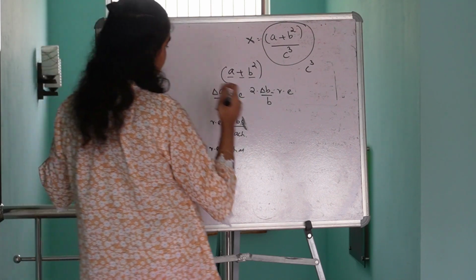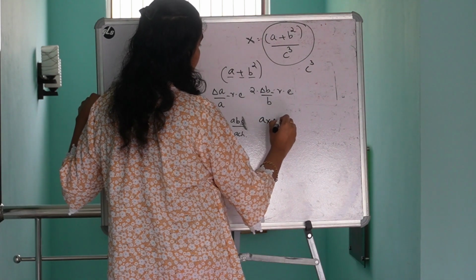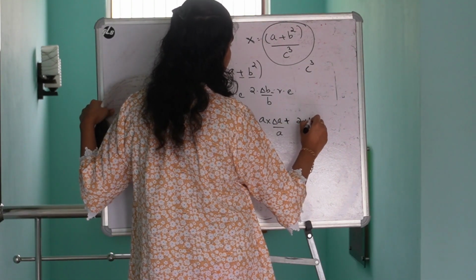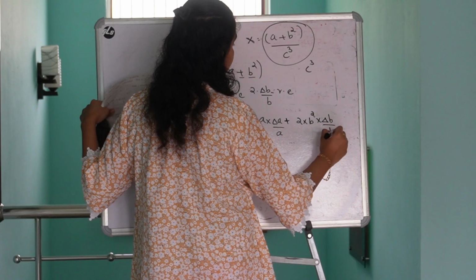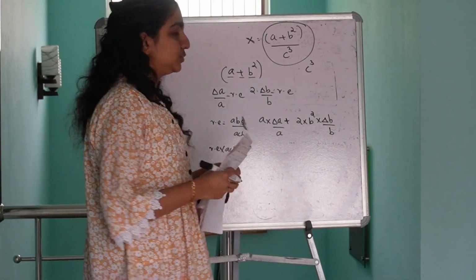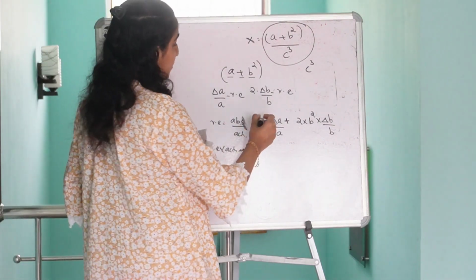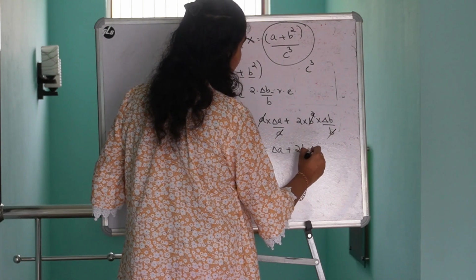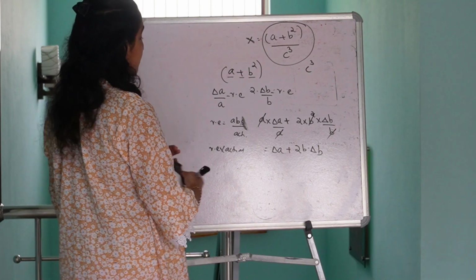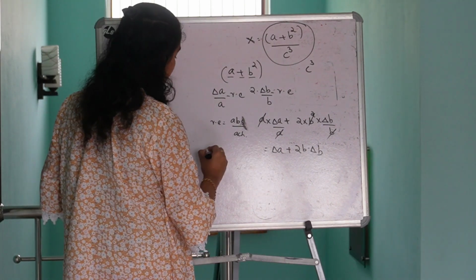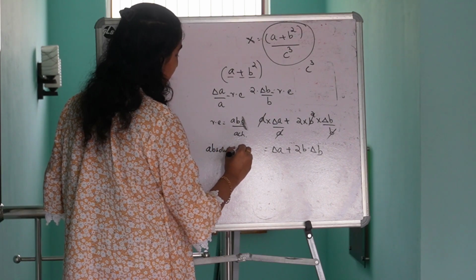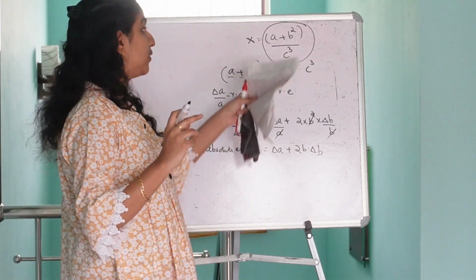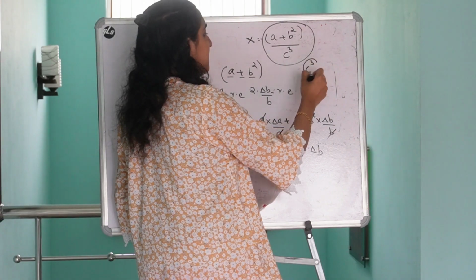Is it clear, guys? So absolute error is equal to A into del A by A, plus 2 into B square into del B by B. Now both of these A's will get cancelled, and one B will cancel, so we get del A plus 2B into del B. Thus we got the absolute error of the numerator. Now let us consider the denominator alone.